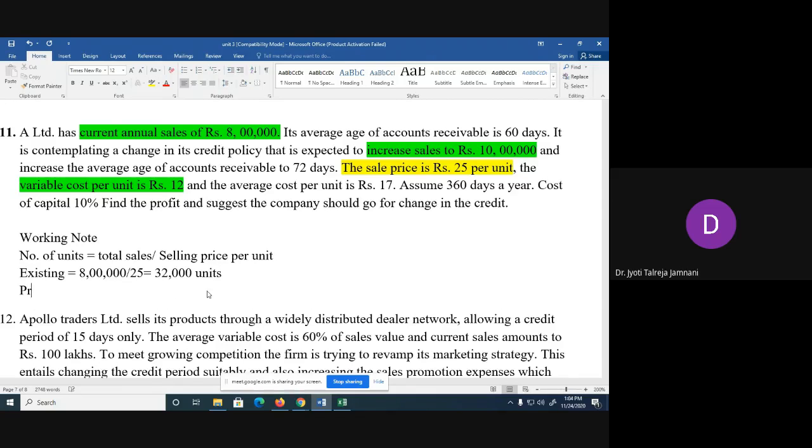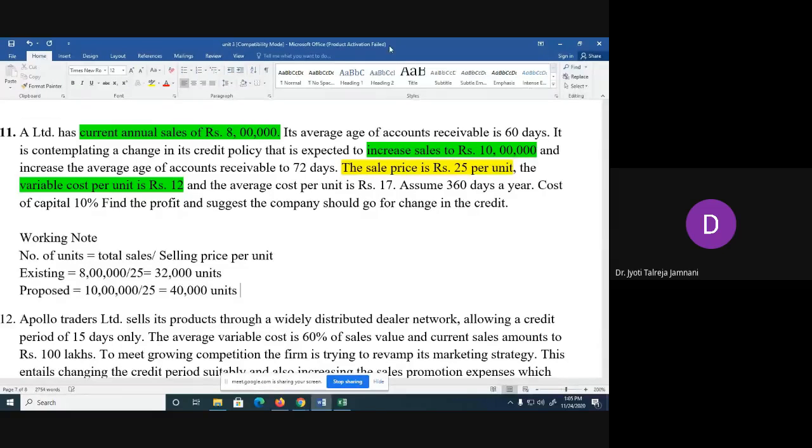Then we do the proposed. In case of proposed, your sales are 10 lakh. So 10 lakh divided by 25, the selling price per unit, is 40,000. So 40,000 units. So now we have the number of units.